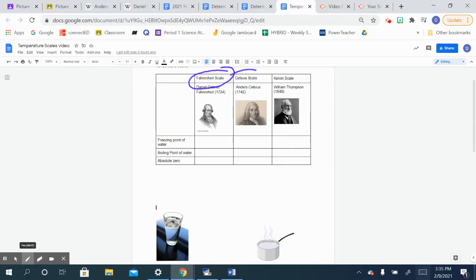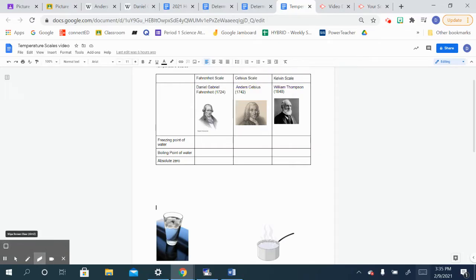The Celsius scale, which is used predominantly in most of the other parts of the world, was created by Anders Celsius, and we're somewhat familiar with that, I would think, from our science classes. And then there's the Kelvin scale, which actually is the SI unit of measure for temperature. So we'll talk all about that as this unit progresses.